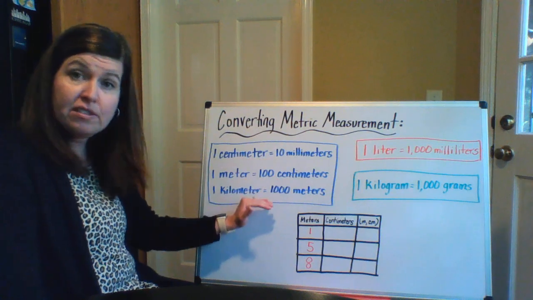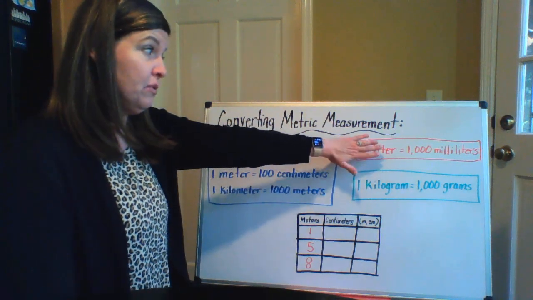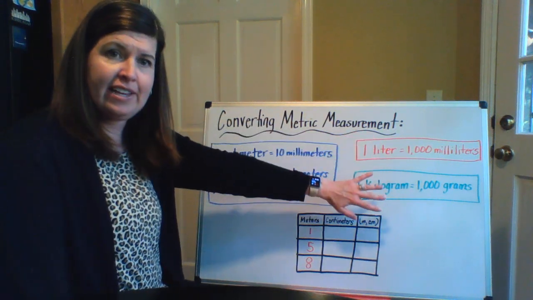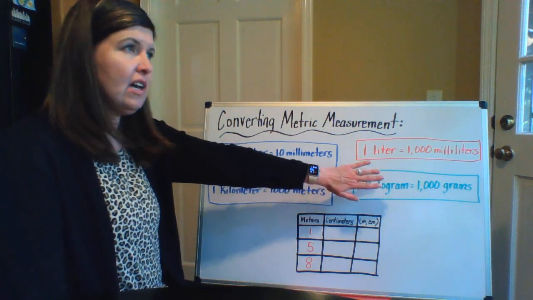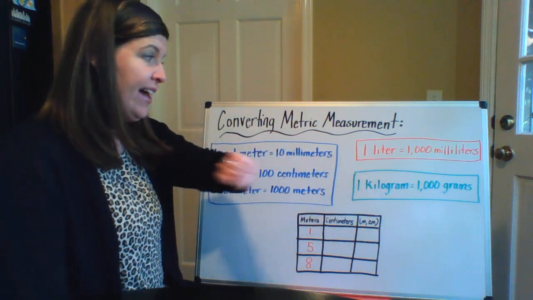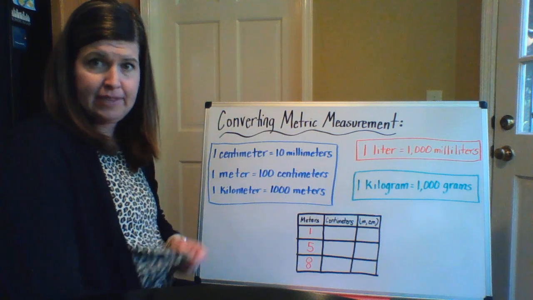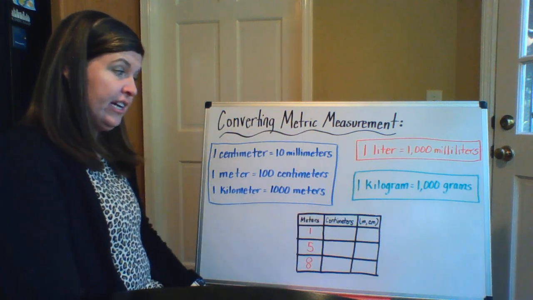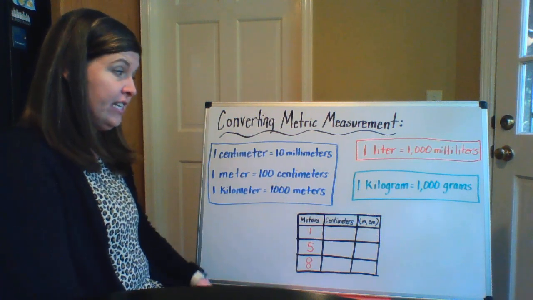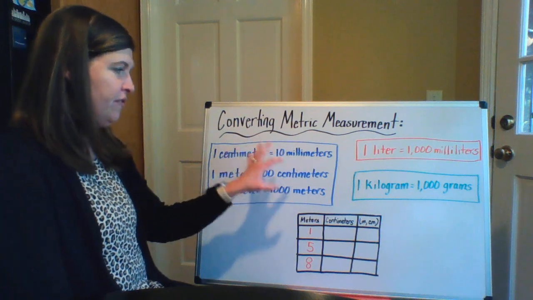The ones with length are in blue, the ones that deal with capacity are in red, and what deals with mass is written in green. What you're going to do for the conversion is look at how you convert these.